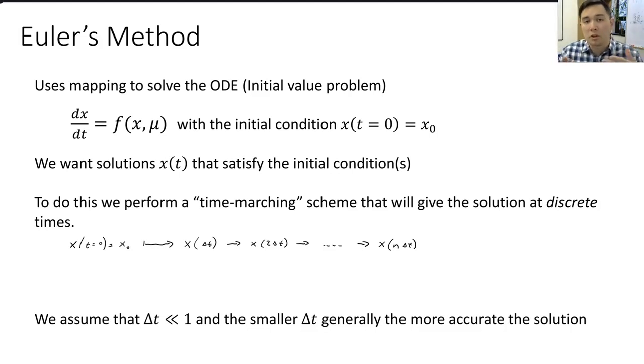Notice that we don't have information at intermediate time values. We could maybe approximate that given the neighboring ones, but this is the idea of a discrete time solution, giving us information at just those delta t time intervals. We assume that delta t is small, so that this isn't really an issue, and the smaller delta t, generally the more accurate the solution is going to be, but it's going to require us to take more time steps to advance a certain amount of time.